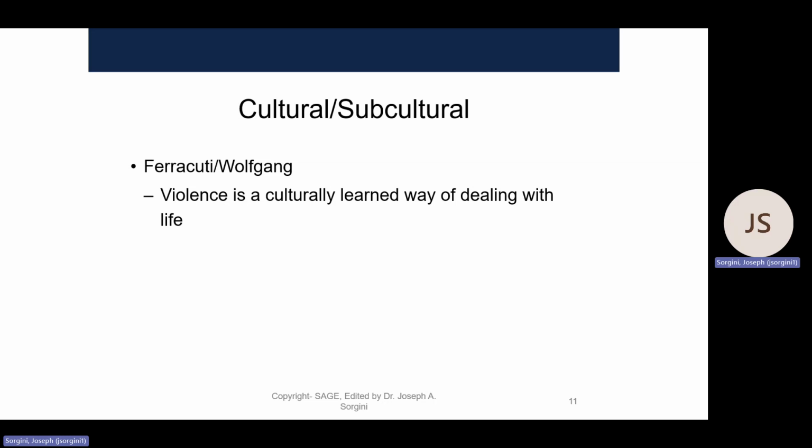So building out from Sean McKay, Ferracuti and Wolfgang looked at this and said, what starts to develop then is a mixture of cultural and subcultural values. That we start to teach each other the transmission of crime, and we come to understand it as our learned way of dealing with life.